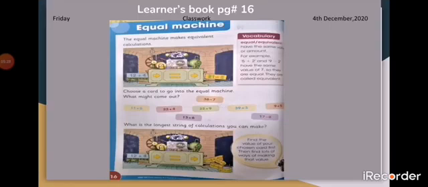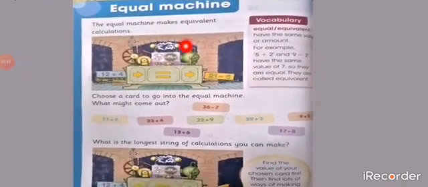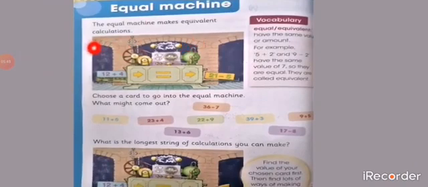Now we are moving towards our learner's book, page number 16. So open it and write your day, class, work and date in this way. Now look at this page. Equal machine. The equal machine makes equivalent calculations. You can see it's a machine. On one side we put a card with one calculation and we get another calculation of the same value.